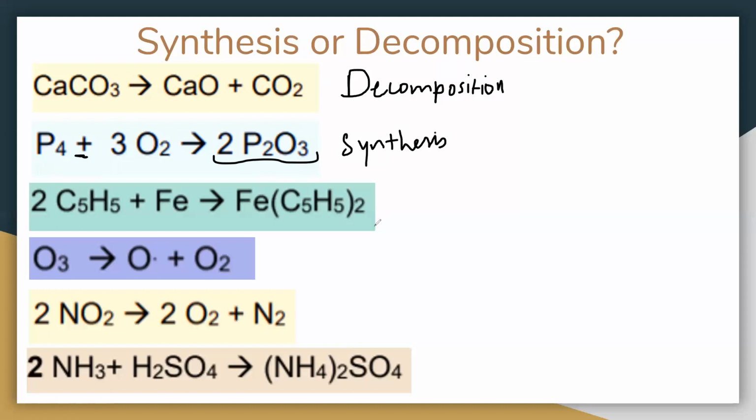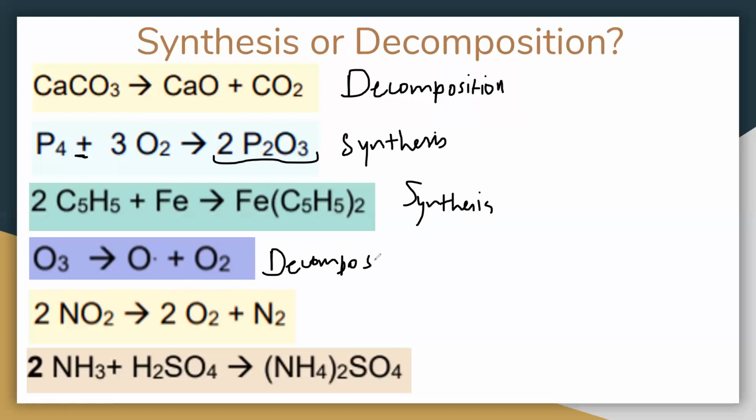Okay, what about the third one? We've got some addition there, so that should give you a clue. Excellent, synthesis again. What about the next one? So O3 breaks down into O plus O2. What do we think that one is? Yeah, decomposition, because we can see a bigger oxygen molecule breaking down into the smaller oxygen species it's made up of. So this will also be decomposition.